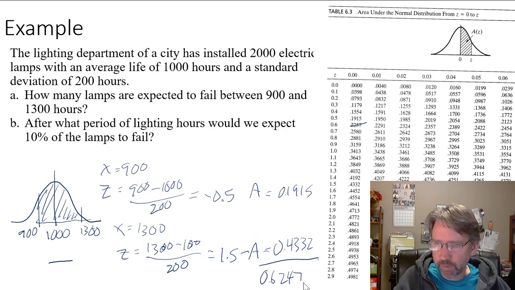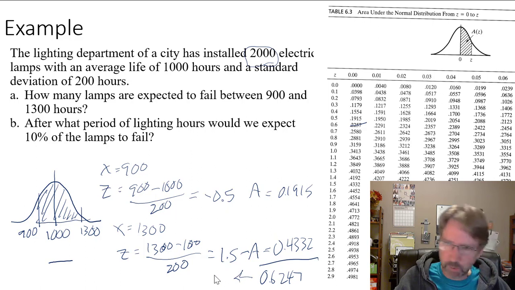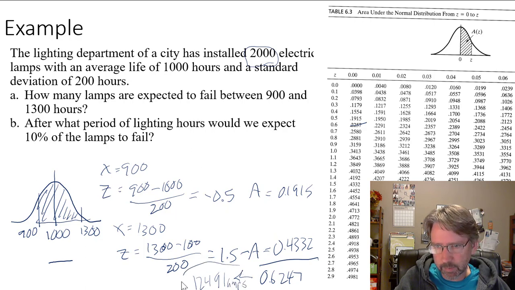So 62.47% are failing, but this is not asking the percentage, the probability of failure, it's how many, and we have 2,000 lamps. So 0.6247 times the 2,000 lamps that we have gives us our final answer, which is 1,249 lamps. There we go. So that's our final answer, 1,249 lamps, which is 62% of our 2,000.